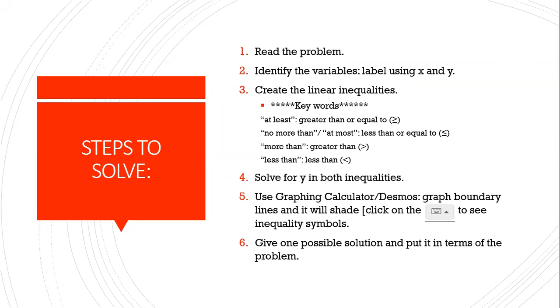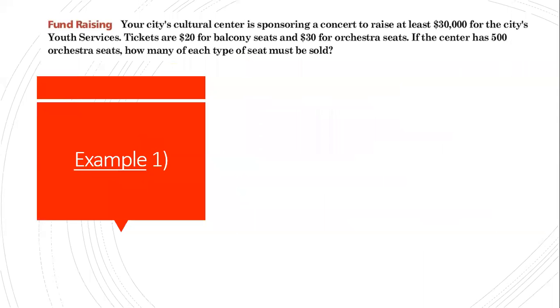Steps to solve. First, obviously, you're going to read the problem. Second, identify the variables and label using X and Y. Third, we're going to create our linear inequalities. You want to look for keywords such as at least, greater than or equal to. No more than, at most, that lets us know that we're going to be using the less than or equal to symbol. More than is going to be strictly the greater than symbol. Less than is obviously going to be the less than symbol.